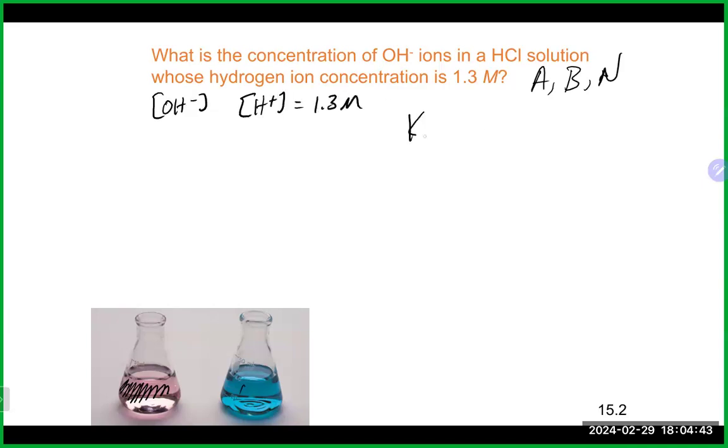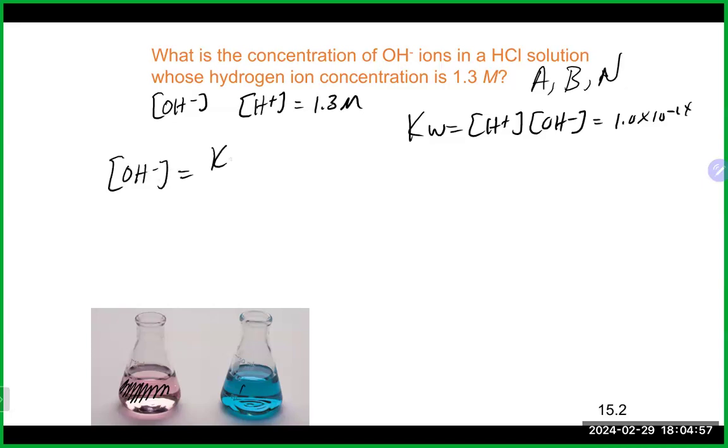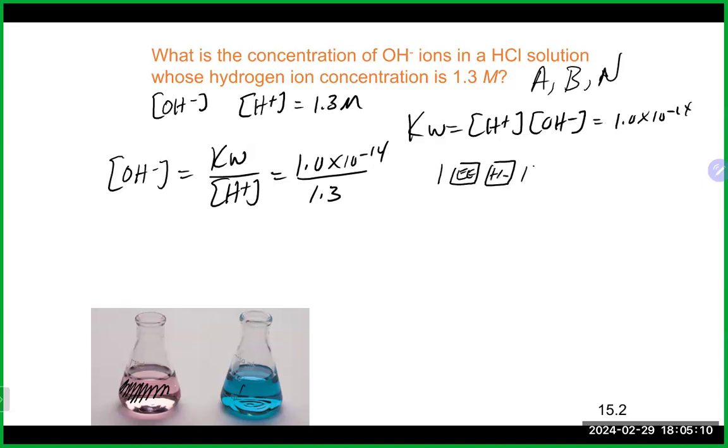So this is definitely our KW, which again is going to be equal to 1 times 10 to the minus 14. As I mentioned before, it's pretty much the same calculation regardless of which one you're looking for. You're basically going to take KW and divide it by what they gave you. So that would be our 1 times 10 to the minus 14 divided by our 1.3. So that's a 1, exponent button, negative button and 14, a divide and a 1.3, and then equals. Yeah, all that good stuff.